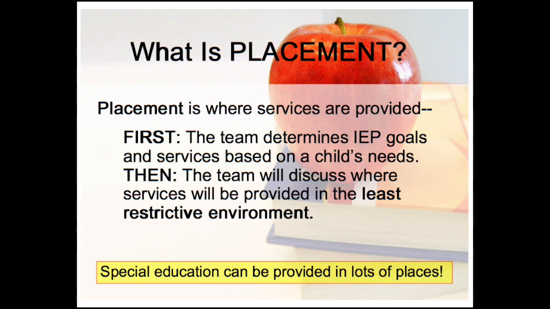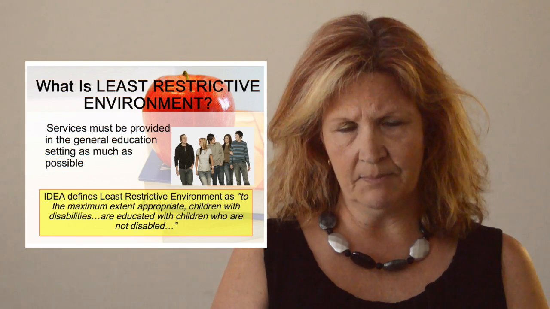So first, the team is going to look at the IEP goals and services that are based on the child's needs. Then they're going to look at where those goals and needs can be best met. And we're going to look at the least restrictive environment that your child can be put in order for them to be successful. All right, so let's talk a little bit about the least restrictive environment. And what is that really?